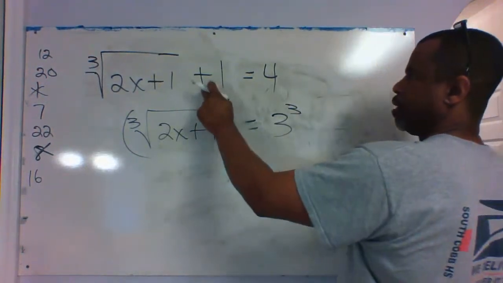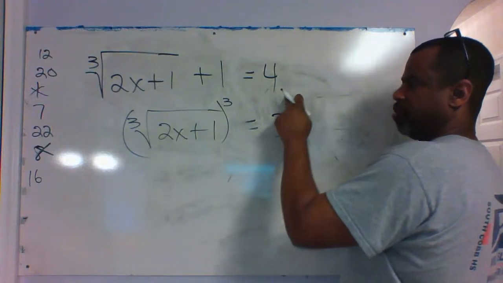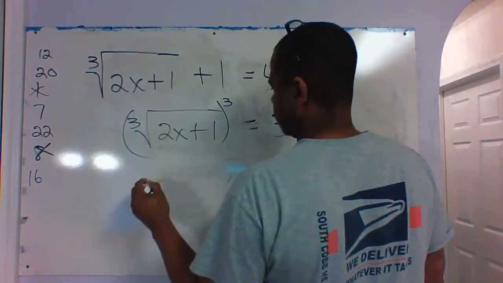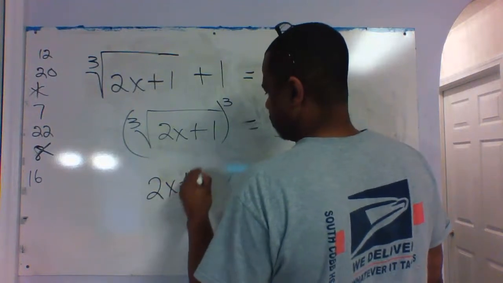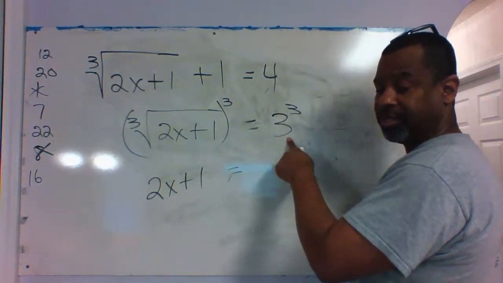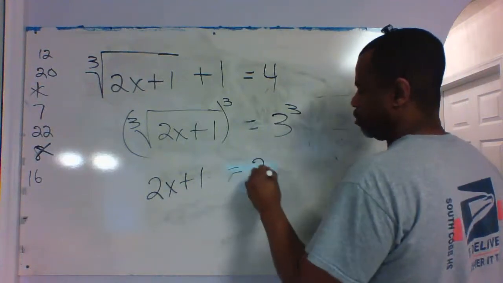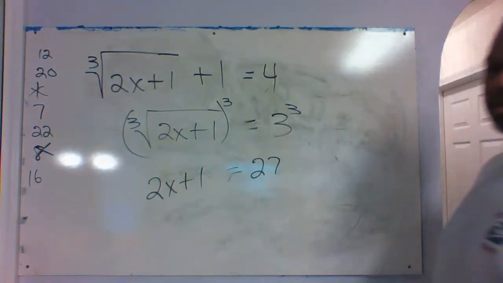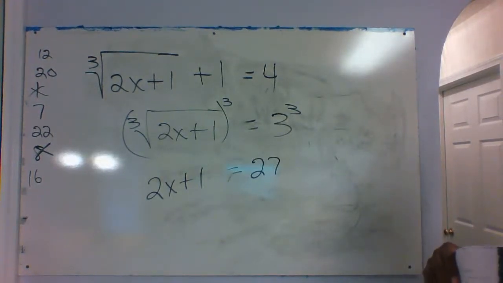But remember, you have to move this over first because you want the radical isolated. So that'll give us 2x plus 1 is equal to, we all know that 3 times 3 times 3 is 27, right? So we have 27. Two steps for this: we'll subtract 1 and divide by 2.